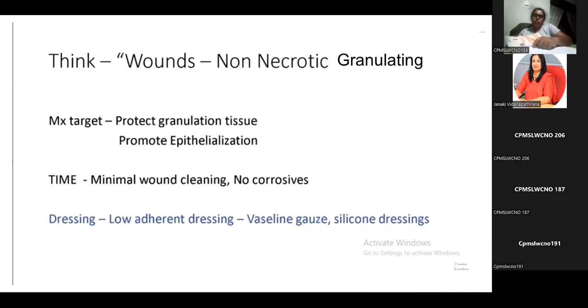And you can keep the dressing for at least a week. So the dressing selection: low adherent dressing, and use Vaseline gauze. Or if it's really granulated and trying to epithelize, use a silicone dressing. And keep for some time. No daily dressings, every third day. Is that clear?